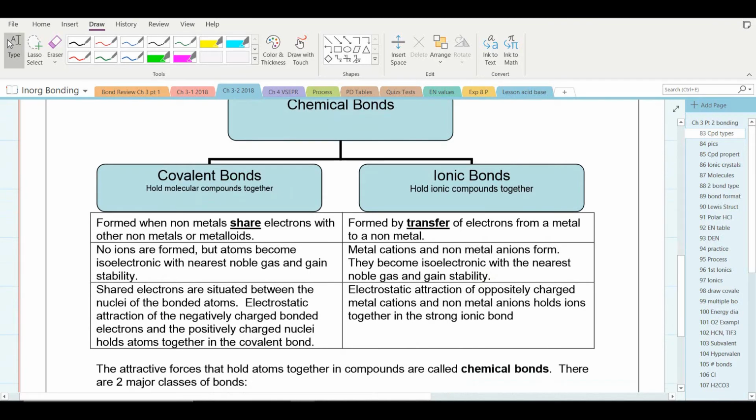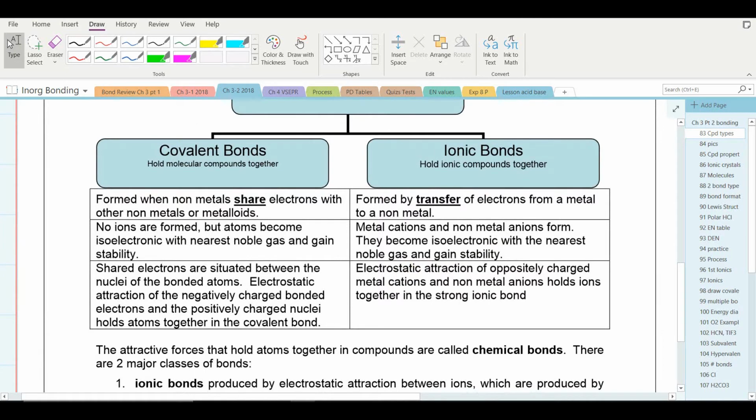So ionic bonds hold ionic compounds together, and they are formed by the transfer of electrons from a metal to a nonmetal. Covalent bonds hold molecular compounds together, and they are formed when metals share electrons with other nonmetals or metalloids. So a significant difference here. Metal cations and nonmetal anions form. They become isoelectronic with the nearest noble gas and gain stability, at least in the ideal case.